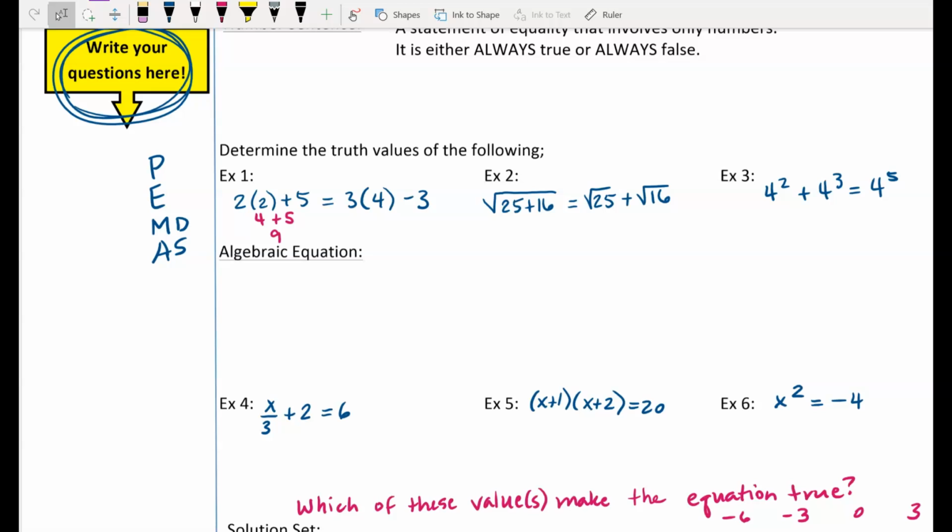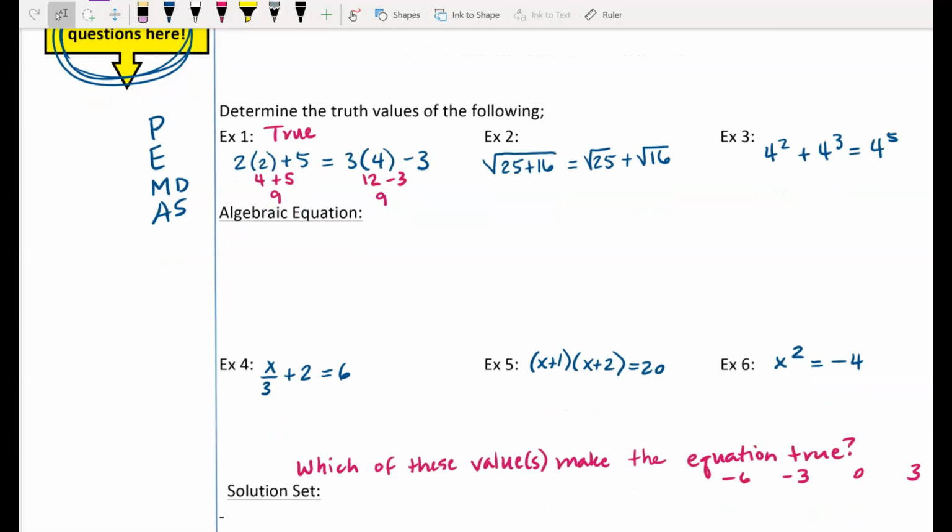Now look at the other side of the equation. We want to multiply 3 times 4, which is 12. And then we want to subtract 3. 12 minus 3 is 9. Since those evaluate to the same thing on both sides, we say that this equation is true.